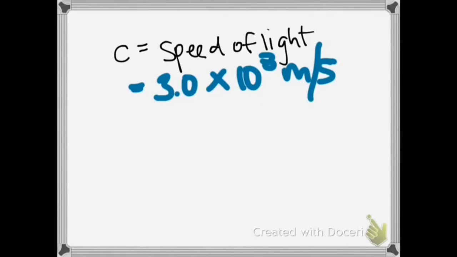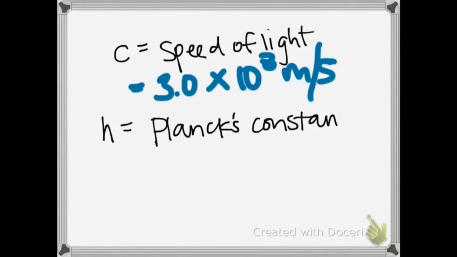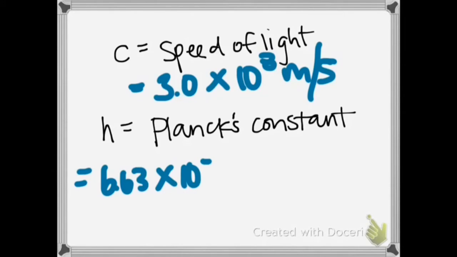The other constant that you will see in these problems is H, and that's called Planck's constant. It's named after the scientist that developed it. And again, this is not going to be given to you in the problem, but you need to have it in your notes so you know just to plug it in. And this number is 6.63 times 10 to the negative 34th joule seconds.